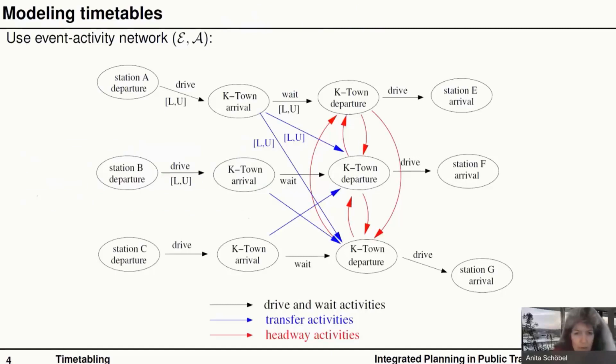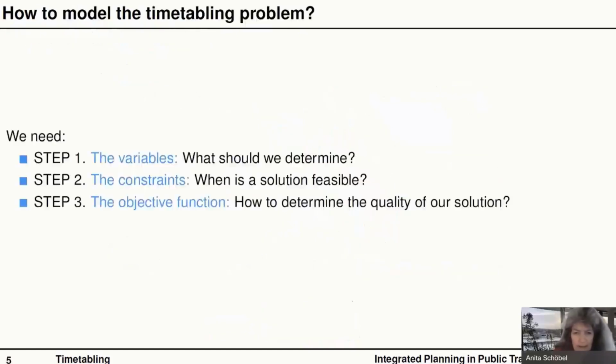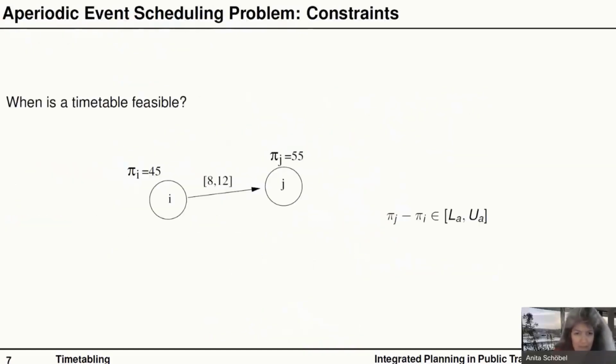I go back to this network one more time. You see the nodes here, and these nodes are all arrivals and departures. If we give a time to each of the nodes, then we would have a timetable. That could then be collected. All departures in K-Town would be the yellow timetable, as it is in Germany, that you would find at the station, where all departures are collected. And collecting all arrivals would result in the white timetables. Okay, so these are the variables.